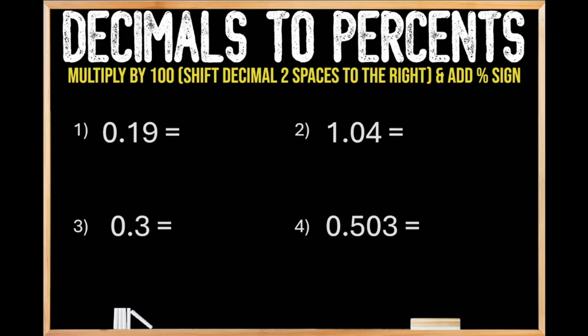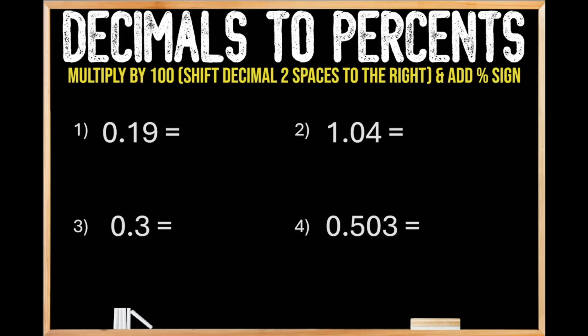Today we're going to be looking at how to convert decimals to percents. We have a couple of examples that we're going to work through together here, so let's get started. For question number 1, we're being asked to convert the decimal of 19 hundredths into a percent.